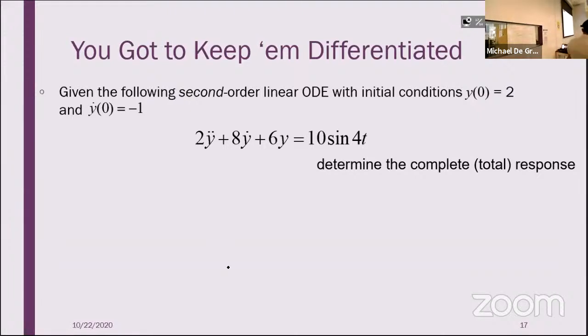So if I have this second order linear ordinary differential equation, and I'm given initial conditions of y of 0 equal to 2 and y dot of 0 equal to -1. Now here's a fun question to ask: if you have a second order system, how many initial conditions do you need to solve that system? Two, right? You need as many initial conditions as you have order of the system in order to effectively solve said system.